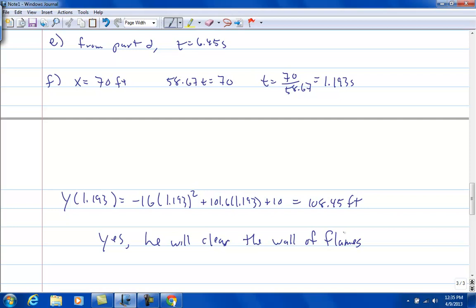Hope that helps. I know that's a tough problem. I think one of the tougher problems in the entire section.